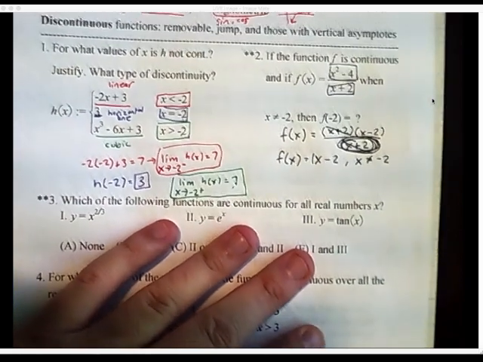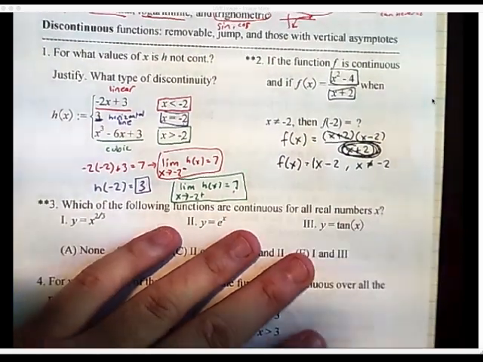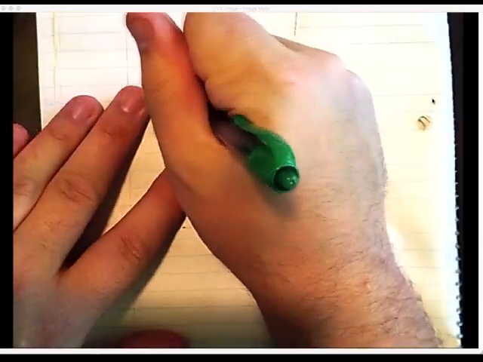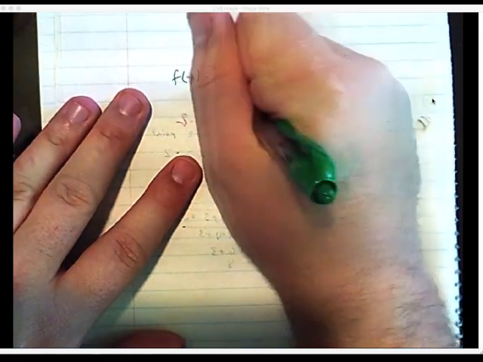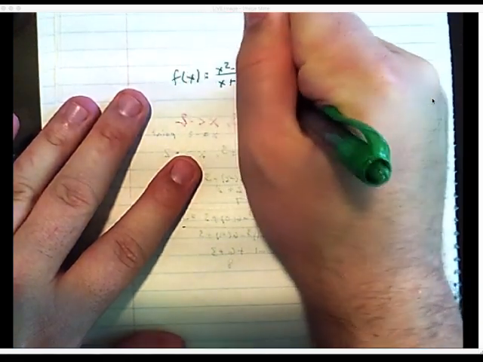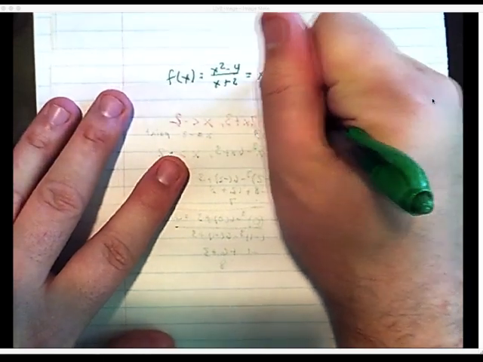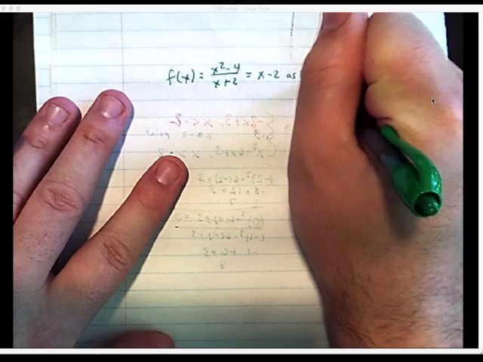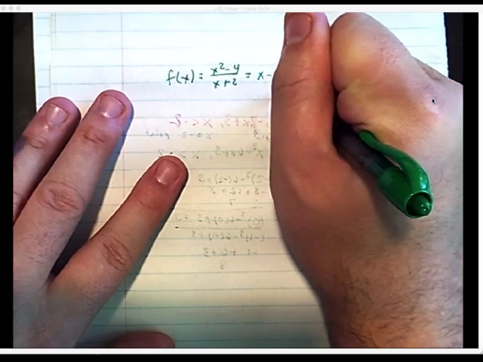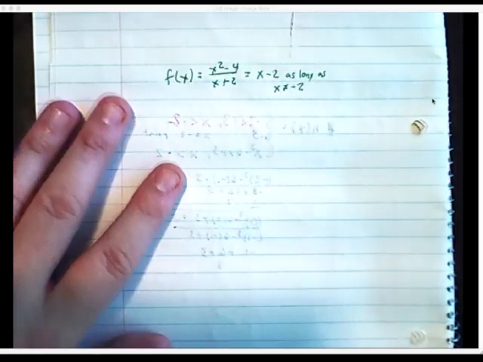So what does this graph actually look like? Let me show you. So here's the graph. F of x equals x squared minus 4 over x plus 2. And we said it's going to be exactly the same thing as the graph of x minus 2 as long as x does not equal -2.